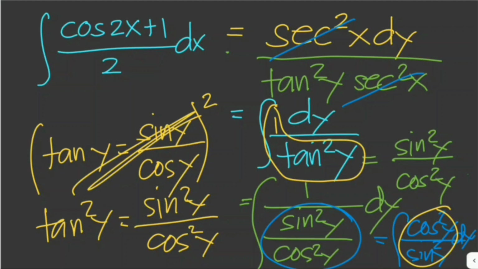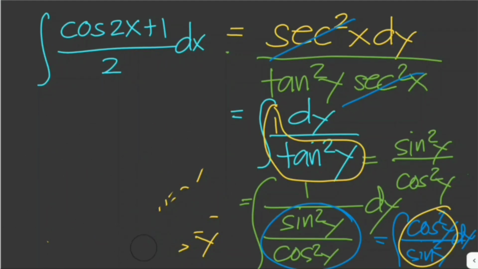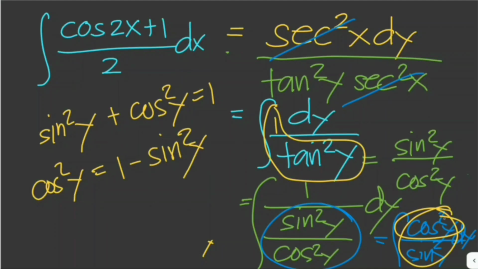By Pythagorean trigonometric identity, we know that sine squared y plus cosine squared y is equal to 1. Therefore, cosine squared y is just equal to 1 minus sine squared y. So we can write cosine squared y as 1 minus sine squared y.